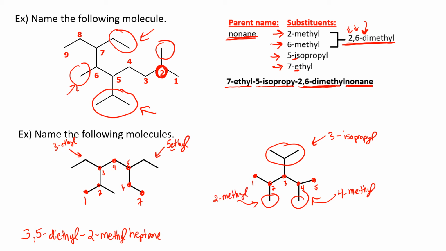All right, so I comes before M. Remember, isopropyl is the only prefix that we count alphabetically. So we have a 3-isopropyl, and my methyls, I need to say we have a 2,4-dimethyl, and the parent name was pentane.